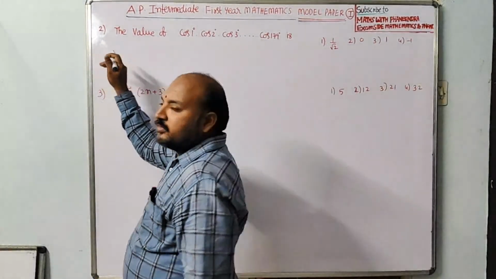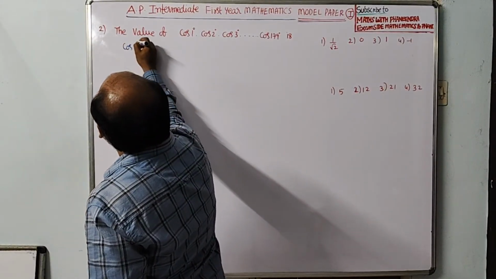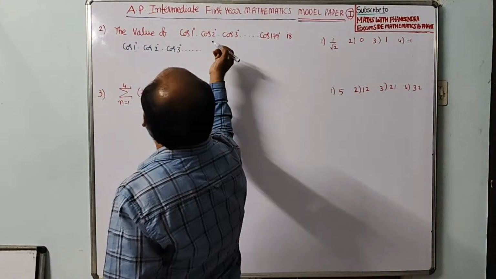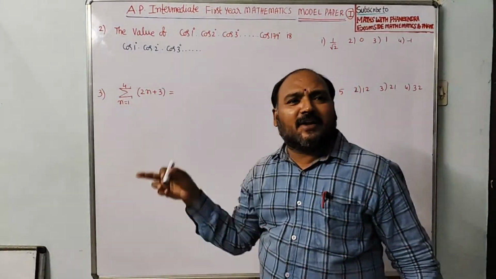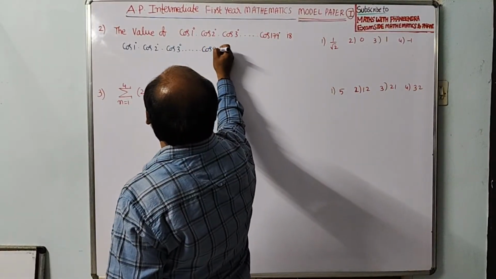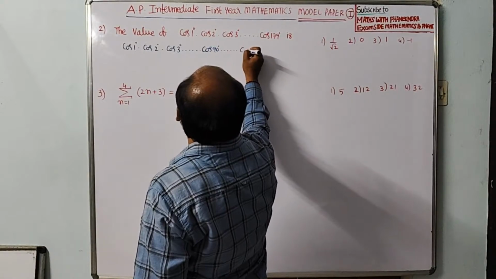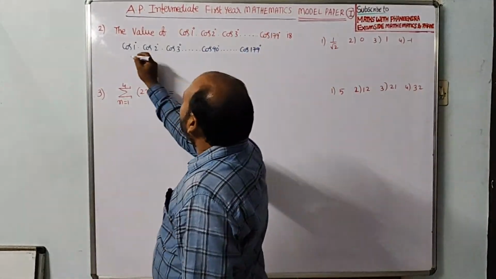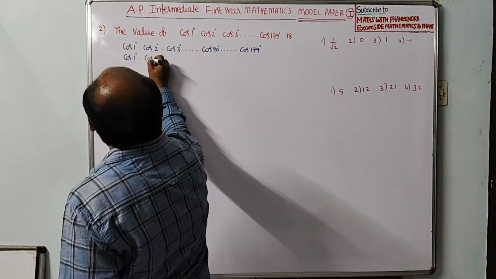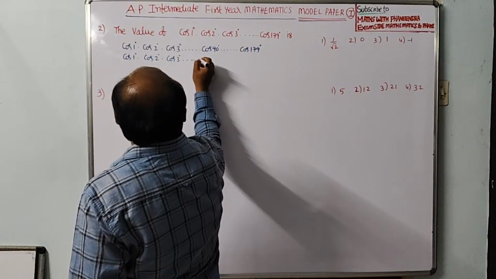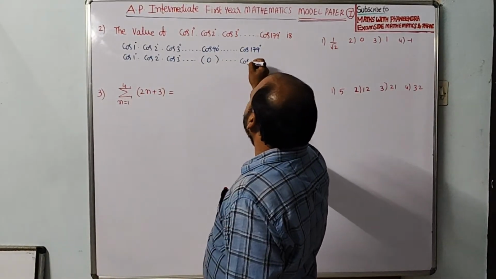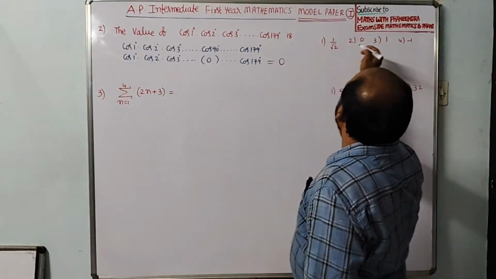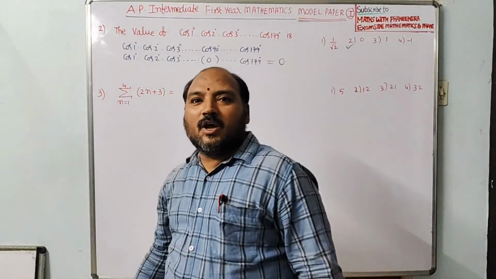Yeah, question number 2. Cos 1 degree into cos 2 degrees into cos 3 degrees and so on, in the middle from 1 to 179, 90 degrees is also there. So you write here somewhere else cos 90 and so on cos 179. What is the value of cos 90? Cos 90 is 0. So cos 1 into cos 2 into cos 3 and so on, cos 90 value 0, and so on cos 179. So 0 into anything is what? 0. It is there in the second option, dear students. I hope you understand.